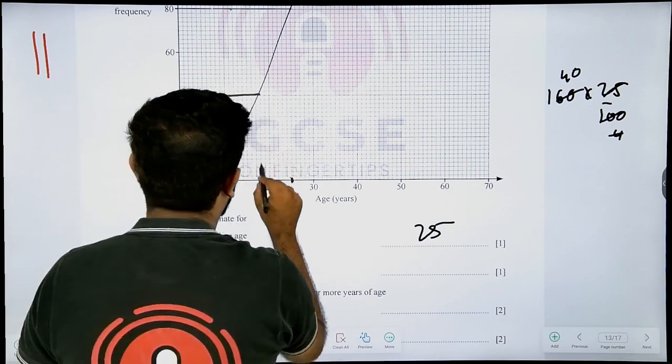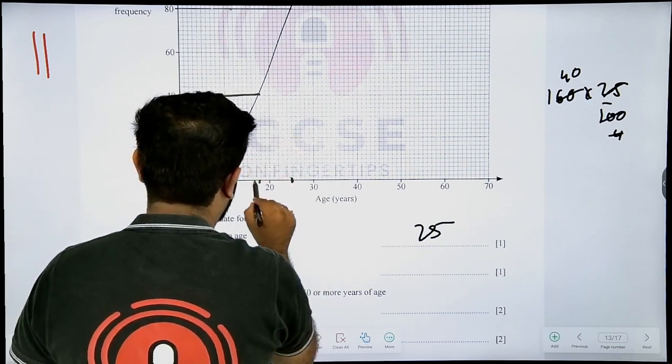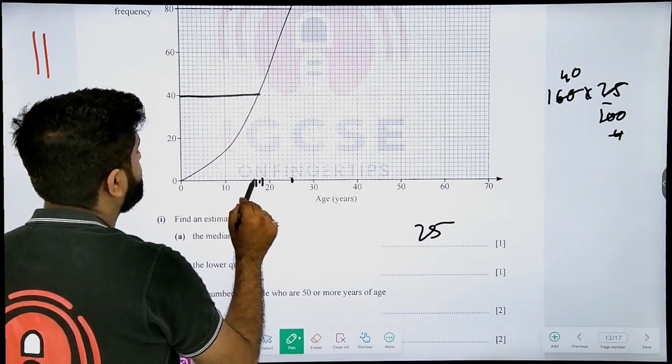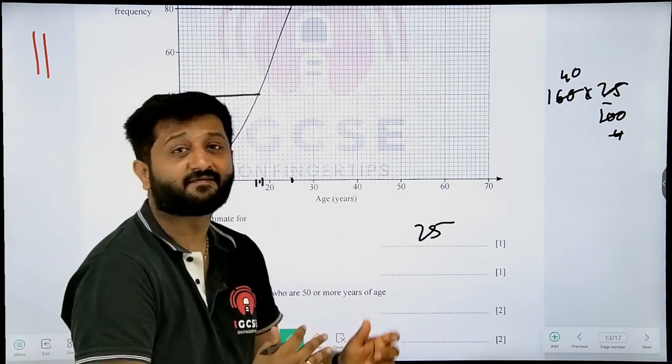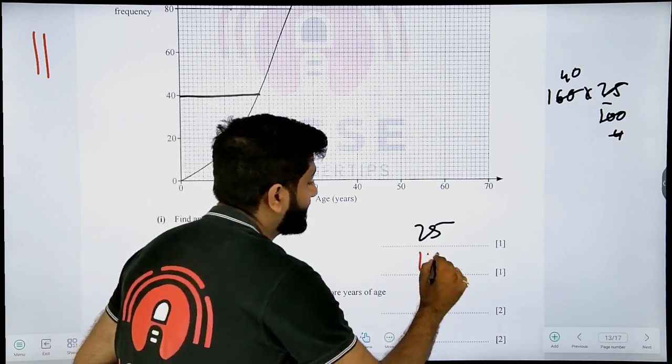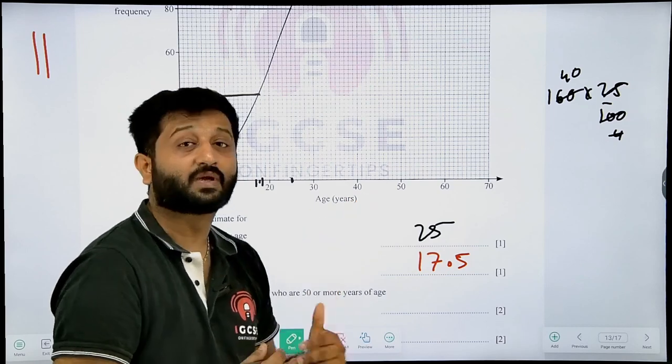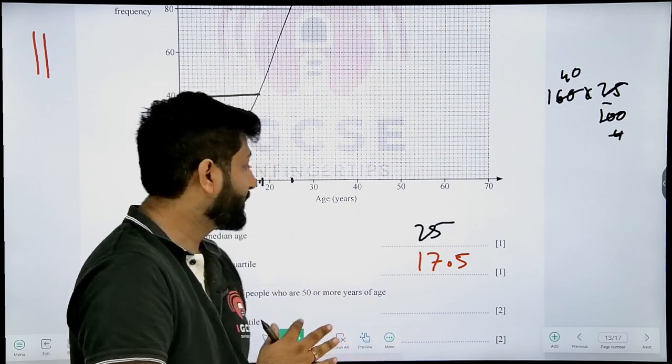Guys, this is somewhere between these 2 points. 11, 12, 13, 14, 15, 16, 17, 18. It is somewhere between 17 and 18. So I'll write my answer as 17.5. I'll attach the PDF. You can solve this together with me so that you are also aware of the questions.